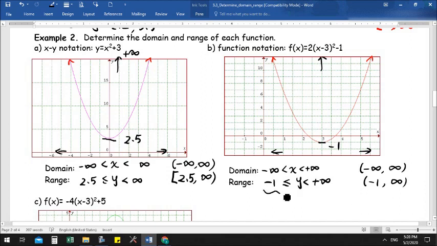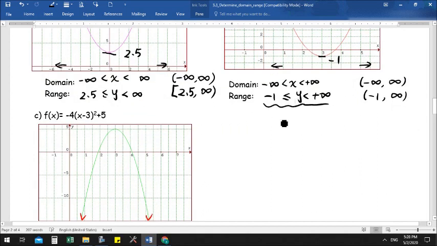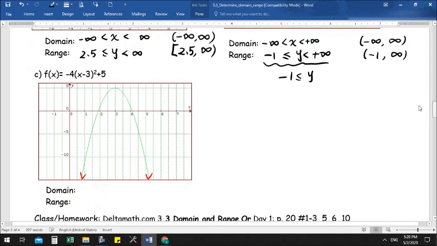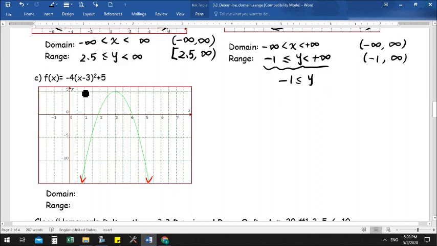And for the Delta Math, sometimes it may just read this way. It's okay, you don't need to write the +infinity for that part, but writing it here is correct.